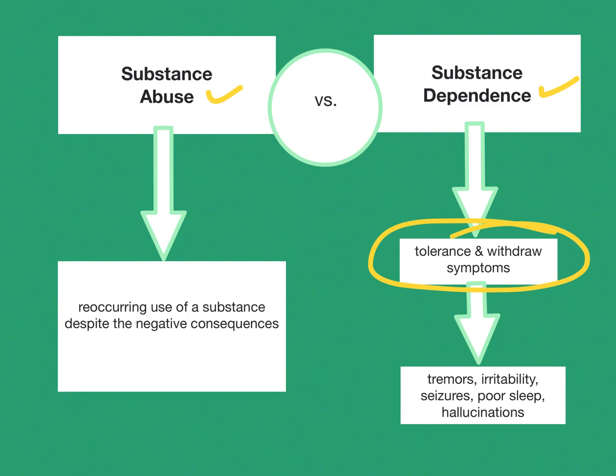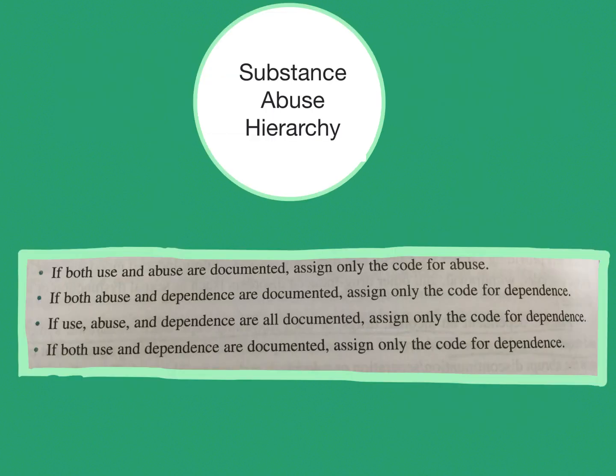Dependence diagnoses are always differentiated from abuse diagnoses in that dependence coding means that the patient is experiencing these tolerance or withdrawal symptoms such as tremors or irritability, seizures, poor sleep, and even hallucinations. So abuse just simply means the reoccurring use of a substance despite the negative consequences, but we don't have those tolerance and withdrawal symptoms happening.